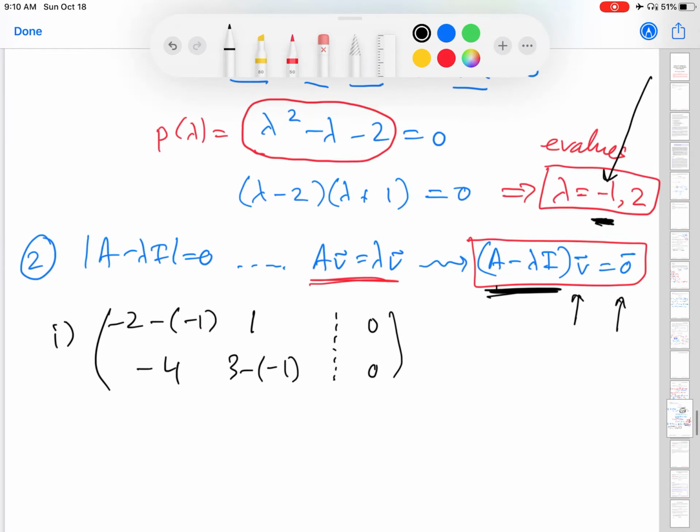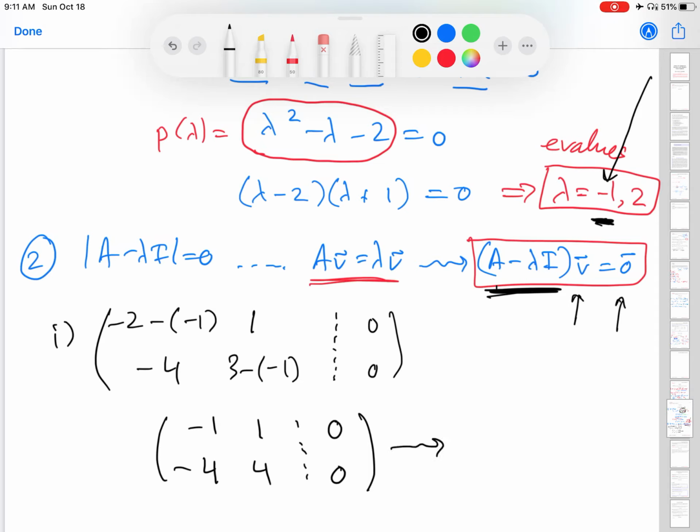So to solve this, I'm going to simplify it a little bit. So I get -2 minus -1, so -2 plus 1, -1. And then down here, I get 3 minus -1, so I get 3 plus 1, 4. Okay. And notice, based off of all the things that we talked about in this lesson notes, we should get an infinite number of solutions, an infinite number of eigenvectors. So we are going to pick out one of those to form effectively the basis for the eigenspace. But we're going to pick out one of those as the eigenvector.